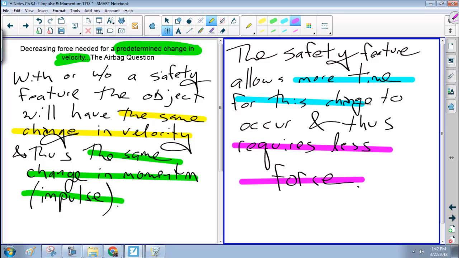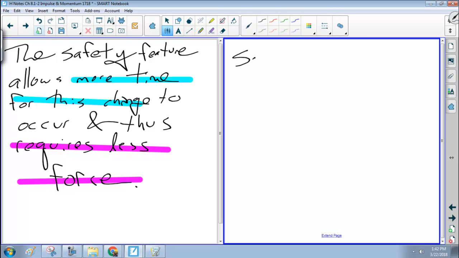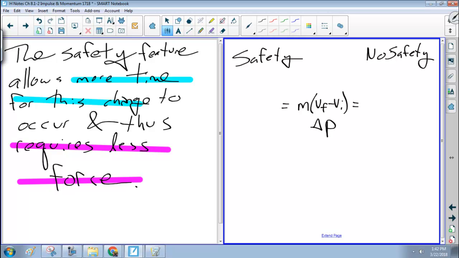If you would like to summarize all of this, just for your own benefit, this would not be an acceptable answer on a test, but if you wanted to summarize this in very simple symbols, here's how we can do it. Safety, no safety. All right, in both cases, you've got the same mass, the same VF, and the same VI, and therefore the same change in momentum, right? The difference is the safety feature allows you a large amount of time and therefore less force, whereas without the safety feature, you're going to stop really quick, which requires a lot of force.